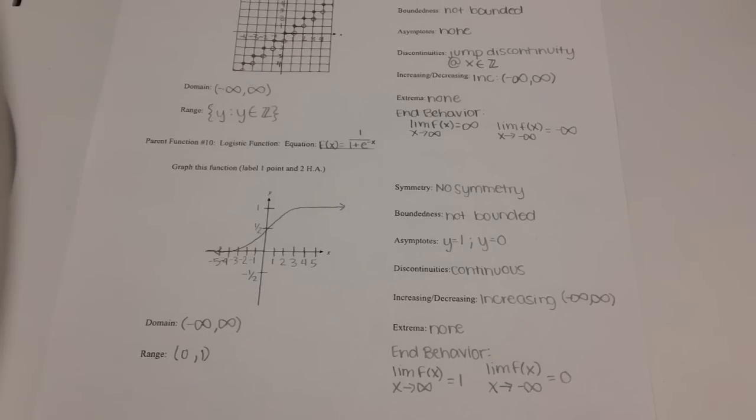The function f of x equals 1 over 1 plus e to the power of negative x is the logistic function. Its domain is negative infinity to infinity, and its range is 0 to 1, excluding 0 and 1. The function has no symmetry and it is bounded. It has asymptotes at y equals 1 and y equals 0. This function is continuous. It increases from negative infinity to positive infinity. There are no extrema. The limit as x approaches infinity is 1. The limit as x approaches negative infinity is 0.